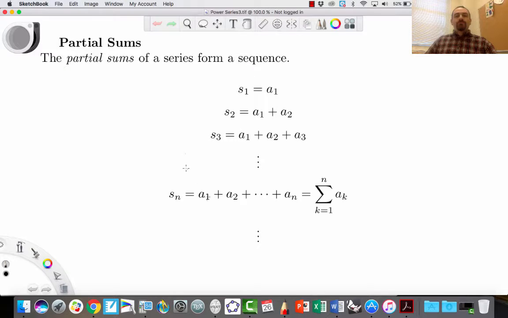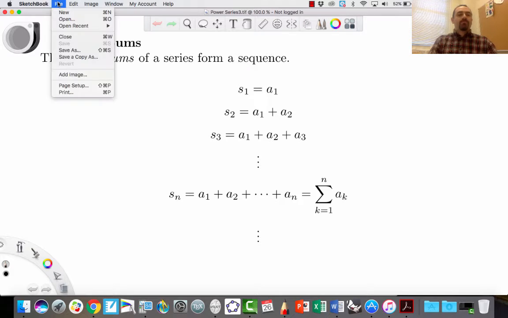So what's important about this? Well, I now have a sequence of numbers that are ideally going towards something. So now I'm going to use what I know about the limits of sequences to approach how we talk about a convergent series.